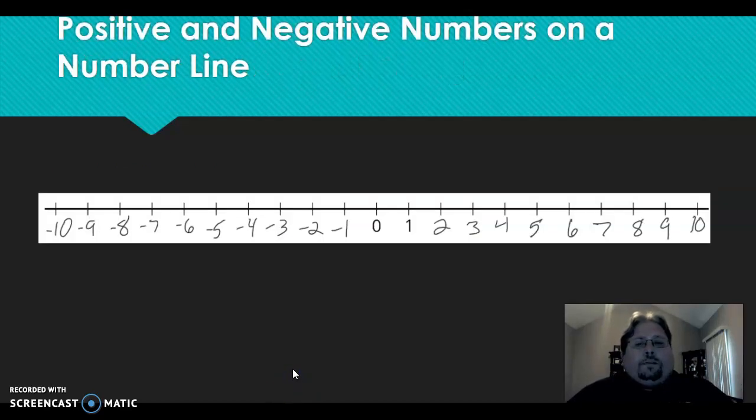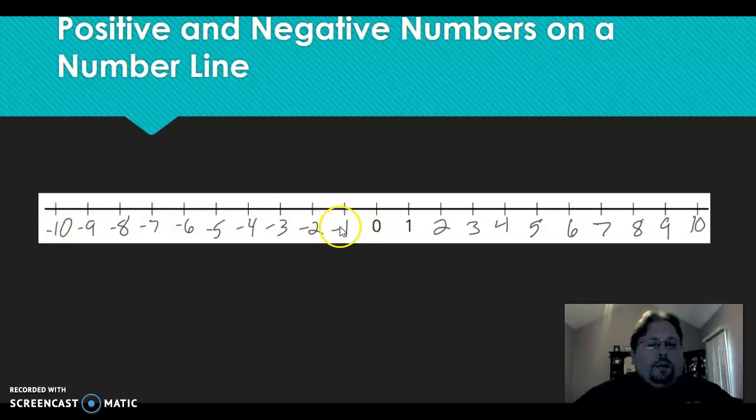Now, for today's lesson, positive and negative numbers on a number line. Here is a number line filled in with positive and negative numbers. You will notice that I started with 0 and counted to the right up to 10. Then I came back to 0 and counted to the left by 1s: negative 1, negative 2, negative 3, all the way to negative 10 on the negative side.